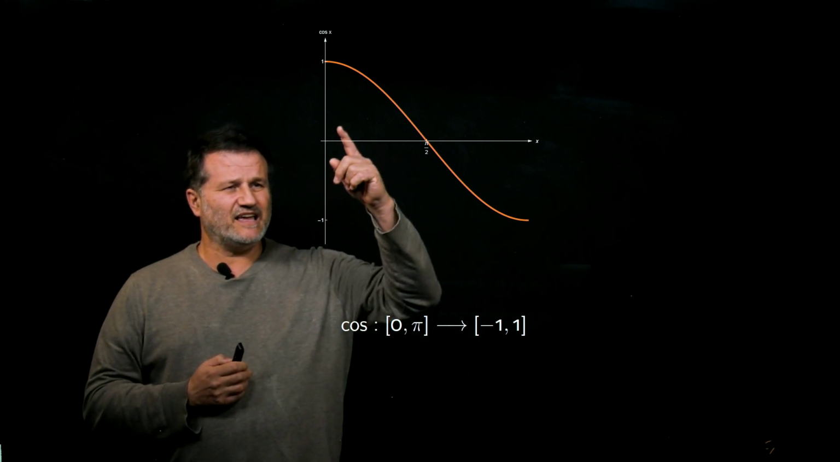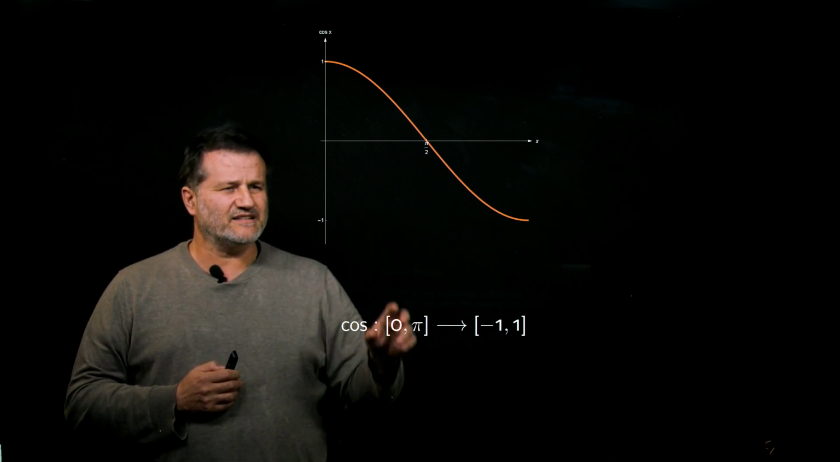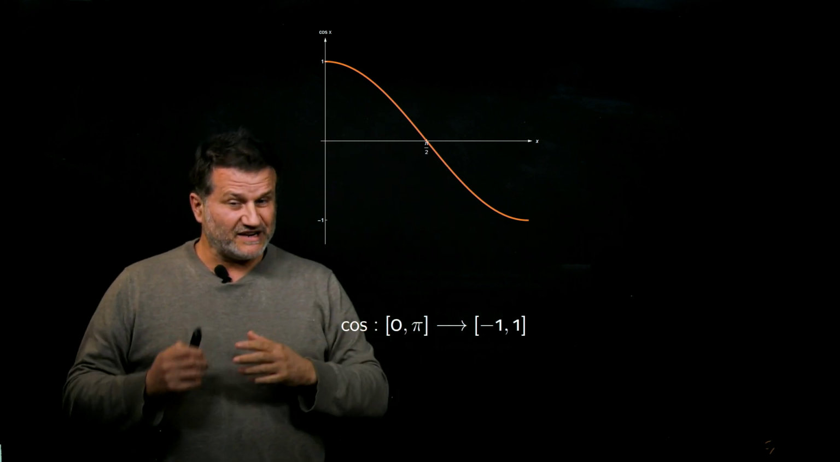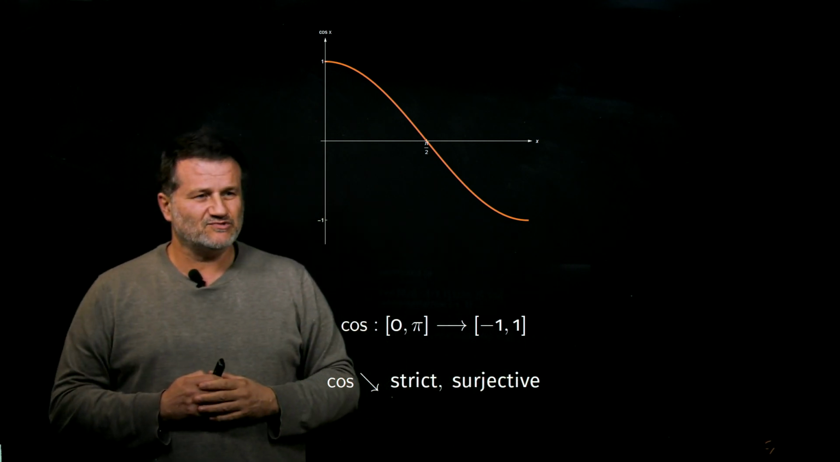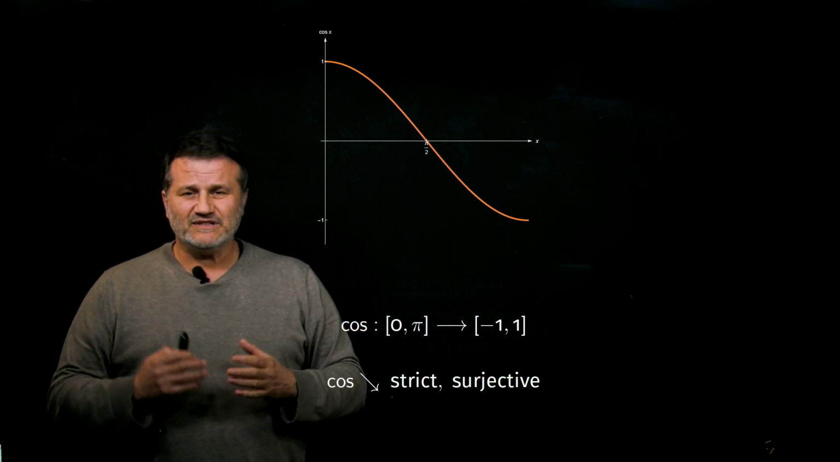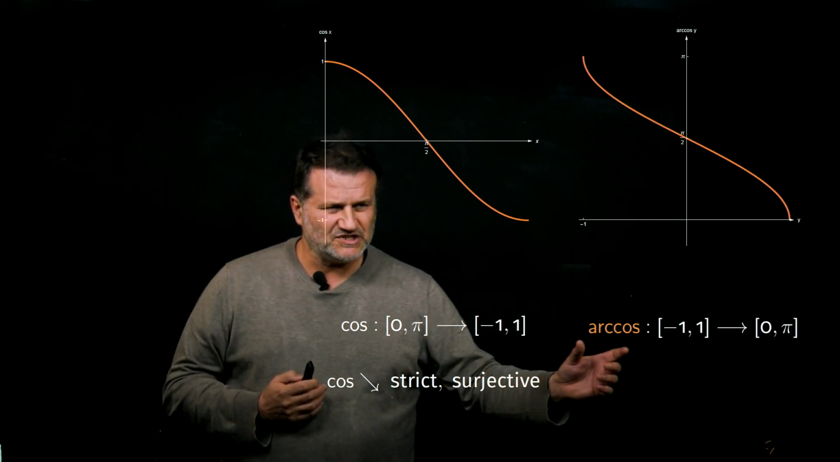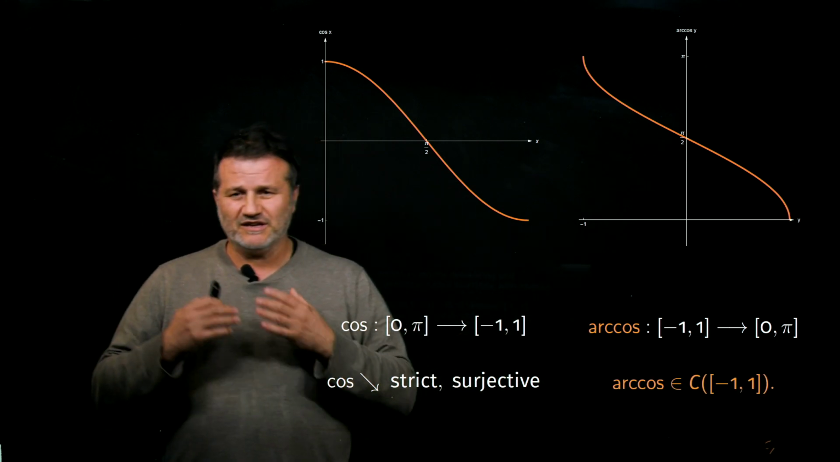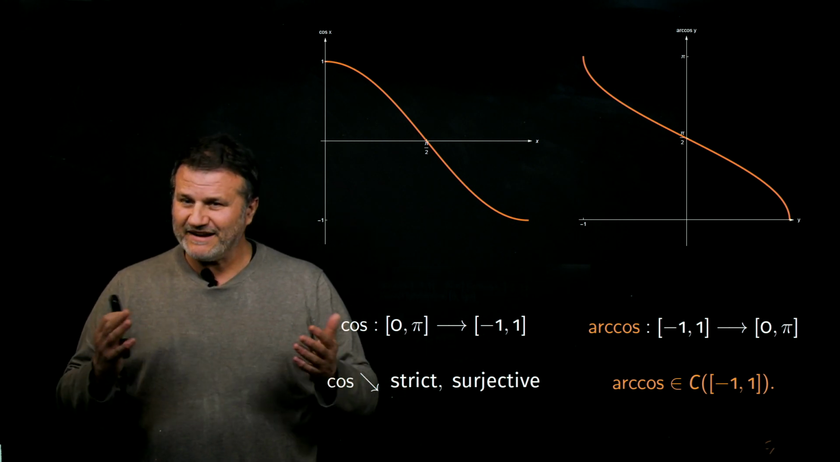In this case, we take as a domain of definition for the restricted cosine the interval 0 to pi. Now, on this interval, cosine is strictly decreasing and surjective if the codomain is the interval minus 1, 1. Therefore, the theorem of continuous inverse applies, and it says that the inverse function, which is named the arccosine, is a continuous function on its natural domain, which is the interval minus 1, 1. Great. Now it's your turn.